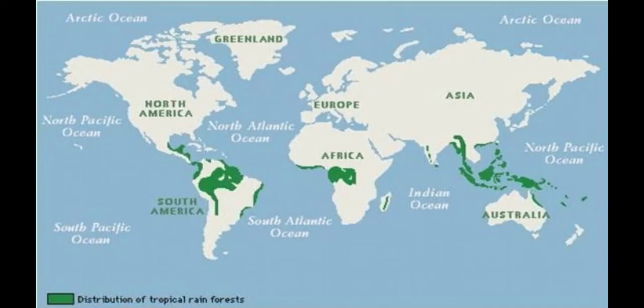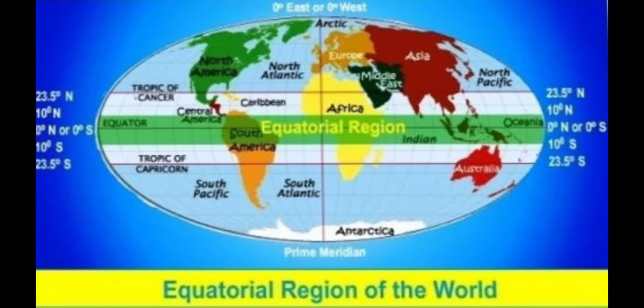It is mostly found between 10-degree north and 10-degree south latitude. You can observe here the green shaded area, that is the equatorial region. It shows the equatorial forest region, found between 10 degrees north and 10 degrees south of latitudes.